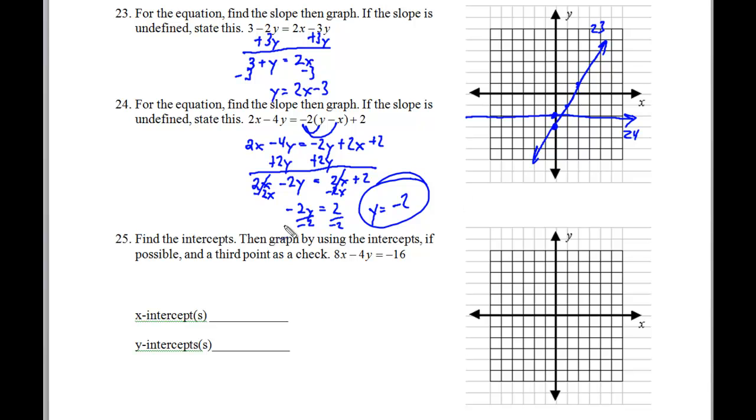Now to finish up this worksheet, let's talk about problem 25. Finding the intercepts and graph using the intercepts if possible, and a third point to check. Now, to find the x-intercept, you're going to plug 0 into y. Now in plugging 0 into y, I've got 8x equals negative 16, because if I plug 0 into y, the negative 4y simplifies to 0. And 8 plus 0 or minus 0 is 8x. And then we divide both sides by 8. X is equal to negative 2.